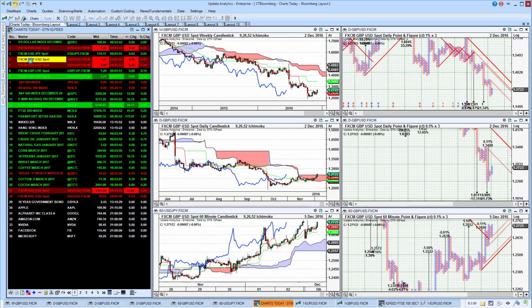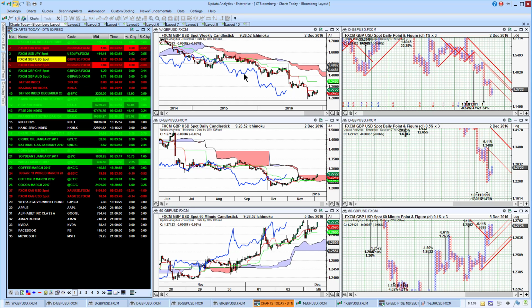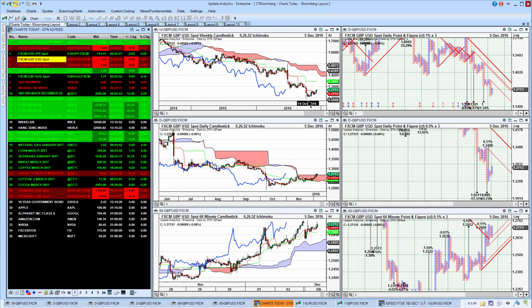If we take a look at sterling, interestingly, sterling is putting in a bit of a recovery. Here's the weekly chart.